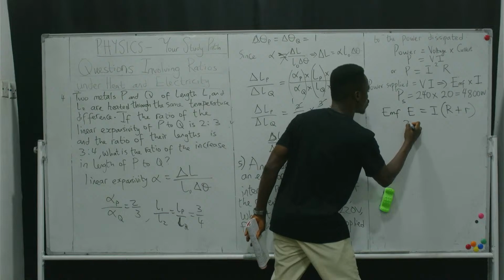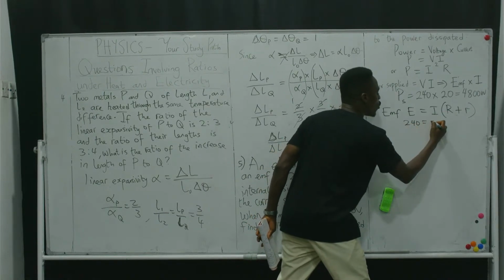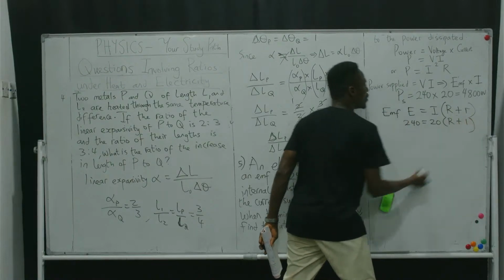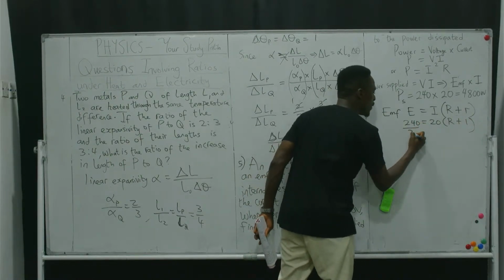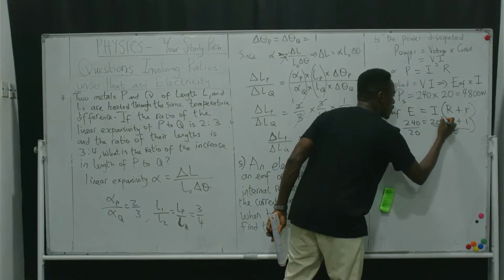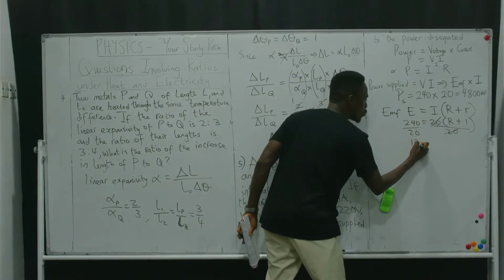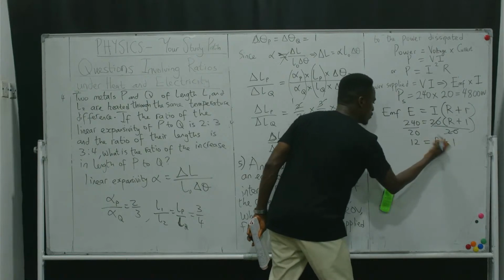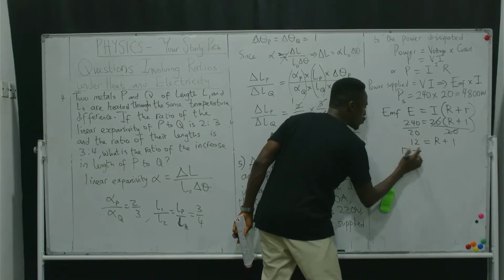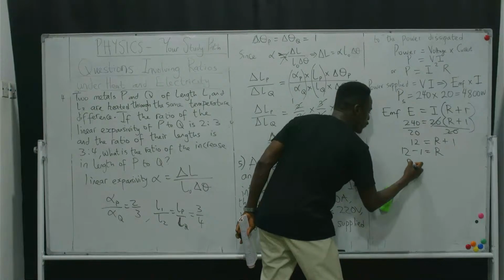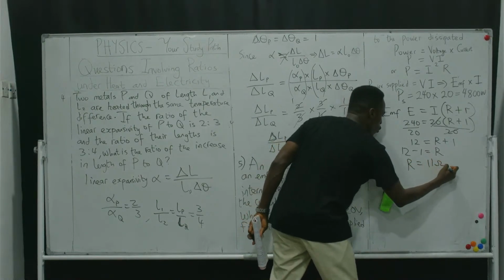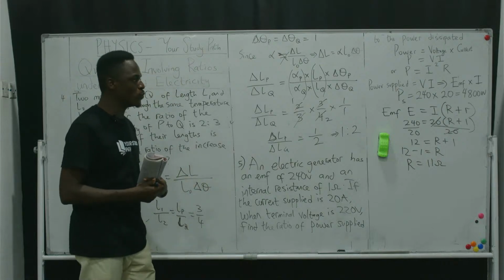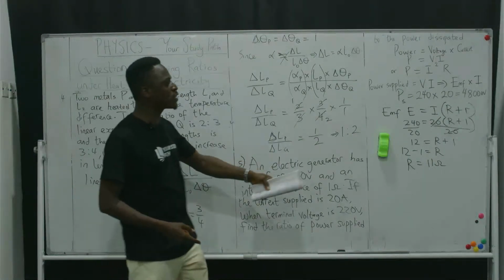So we have that the EMF given to us is 240 here. The current I is 20 here. Your external resistance, which we are looking for, added to 1. Dividing both sides by 20, you have 12 equal to R plus 1. Moving 1 across, 12 minus 1 becomes equal to R. Therefore, R is equal to 11 ohms. That is the value of the external resistance, 11 ohms.